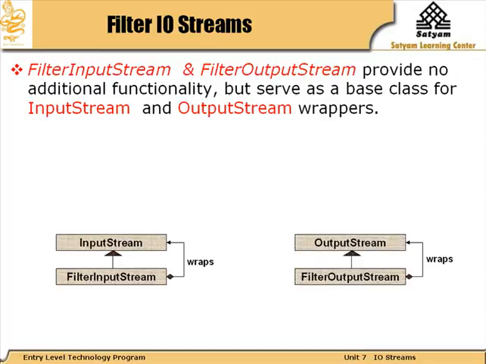FilterInputStream and FilterOutputStream provide no additional functionality, but serve as base classes for input stream and output stream wrappers, such as DataInputStream and BufferedInputStream. This implies that they are used for wrapping other input stream and output stream objects, such as FileInputStream and FileOutputStream.